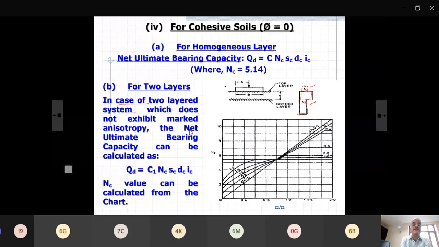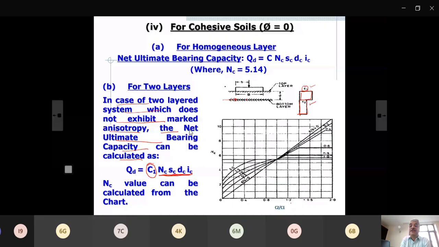If you have a two layer system and it does not show anisotropy, anisotropy meaning that in different directions your value of C is different. Let us say you take a core by drilling perpendicular to this and calculate phi, and you take a core like this and calculate phi. It must give the same value. So your soil should not be anisotropic. Then you can calculate the ultimate bearing capacity, net ultimate. Rather than C, you will use the value C1. All other components are the same, NC, SC, and the C1 value you get from this chart.